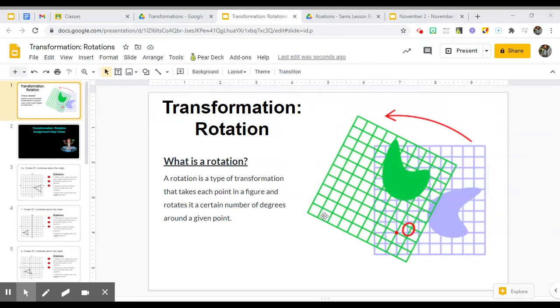Okay, in this video, I am going to walk you through how to manipulate and maneuver and how to go about the assignment transformation rotation. So first, let's just remember what a rotation is. A rotation is a type of transformation that takes each point in a figure and rotates it a certain number of degrees around a given point. So a rotation is going to end up being a turn.